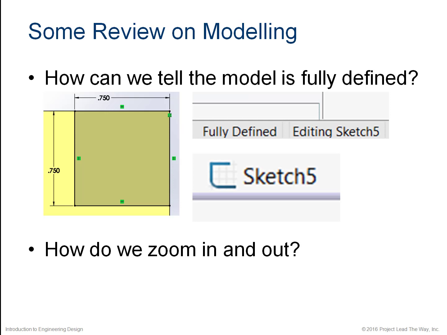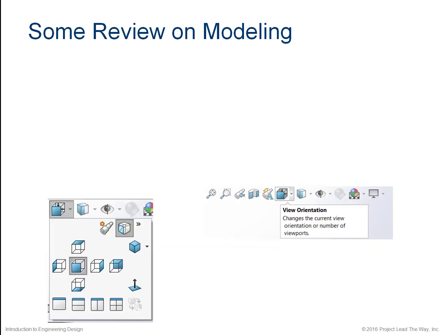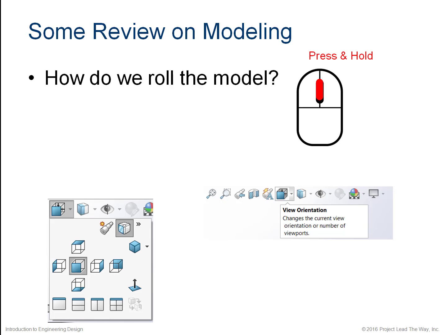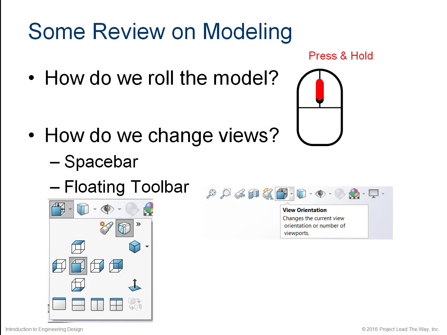How do we zoom in and out? Yep, we use that cursor, the mouse wheel, and we zoom in and out. Now remember, it zooms in and out based upon where our cursor is. All right, this one got a little bit messed up. So how do we roll the model? And that answer is we press and hold our mouse wheel. When we press and hold our mouse wheel, the body rotates around.